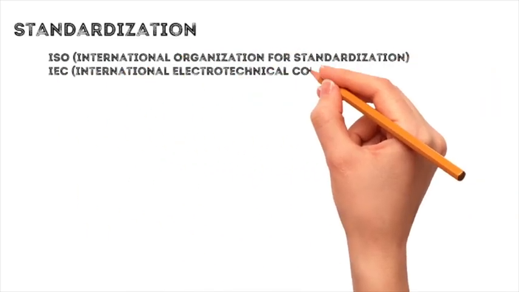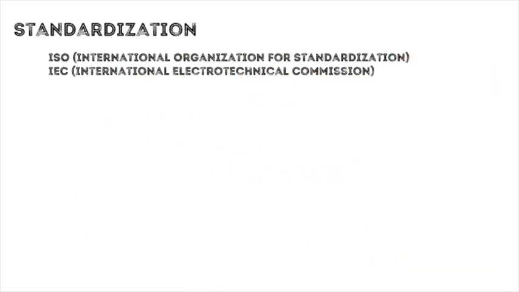ISO/IEC standards are developed jointly by the International Organization for Standardization, ISO, and the International Electrotechnical Commission, IEC. The most widely used among these is the ISO/IEC 27000 family, which provides a structured framework for establishing, implementing, maintaining, and continually improving an Information Security Management System, ISMS.